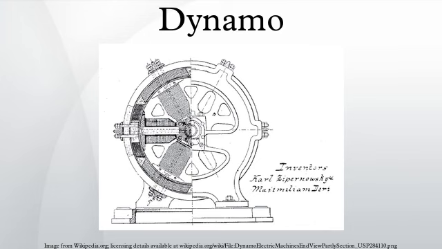Excitation. The earliest dynamos used permanent magnets to create the magnetic field. These were referred to as magneto-electric machines, or magnetos. However, researchers found that stronger magnetic fields, and so more power, could be produced by using electromagnets on the stator. These were called dynamo-electric machines, or dynamos.